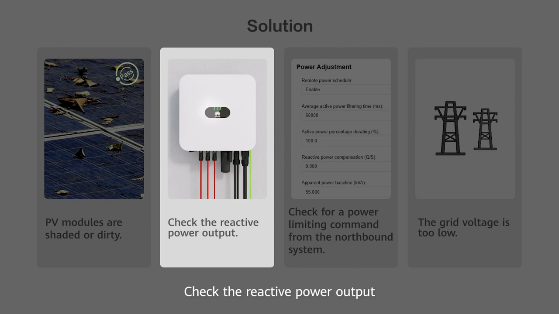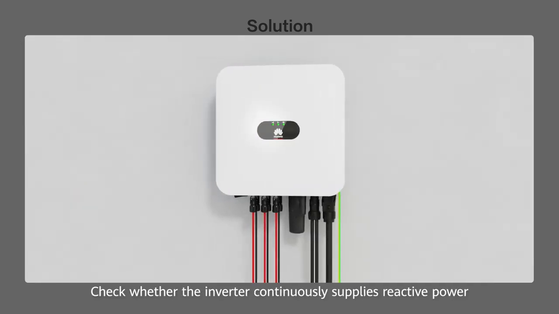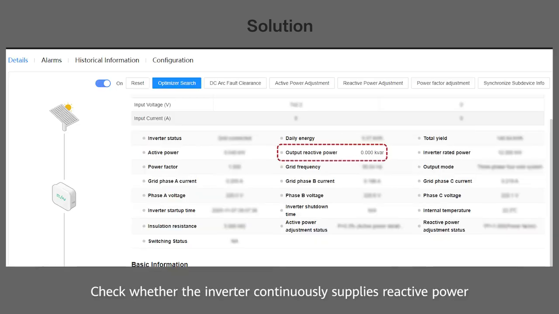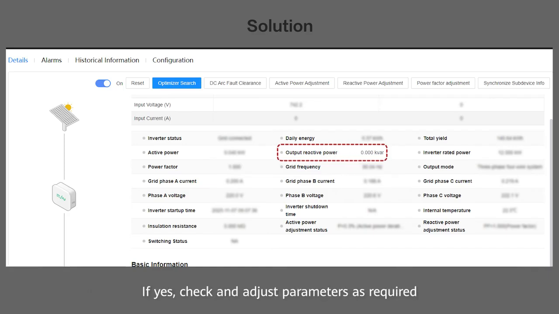Check the reactive power output. Check whether the inverter continuously supplies reactive power. If yes, check and adjust parameters as required.